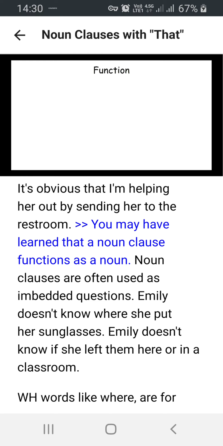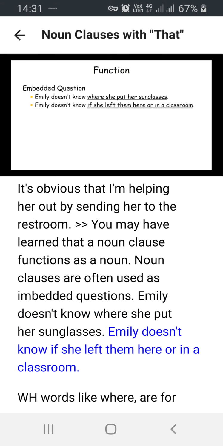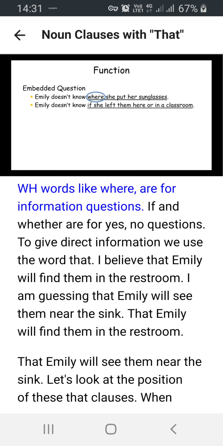You may have learned that a noun clause functions as a noun. Noun clauses are often used as embedded questions. Emily doesn't know where she put her sunglasses. Emily doesn't know if she left them here or in a classroom. WH words like where are for information questions. If and whether are for yes-no questions.